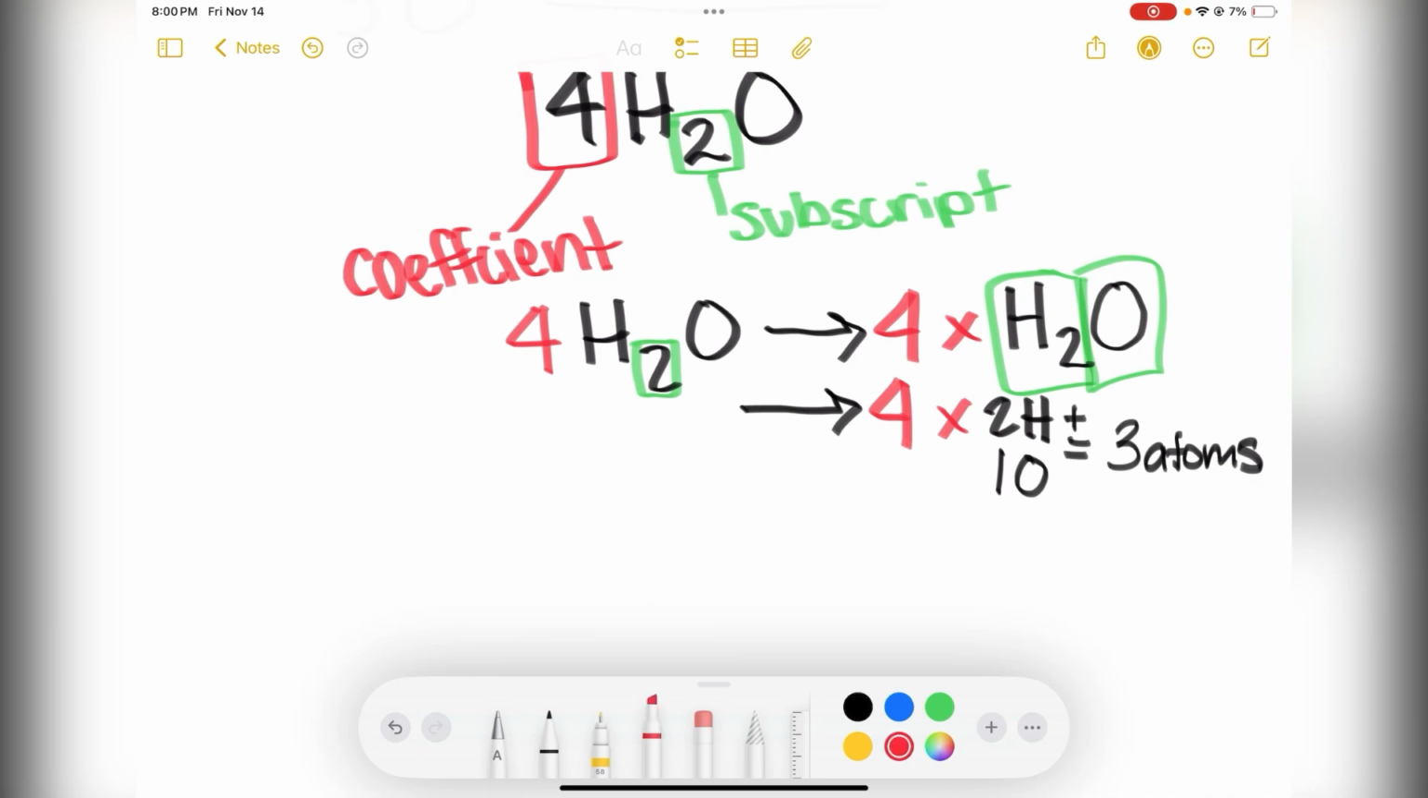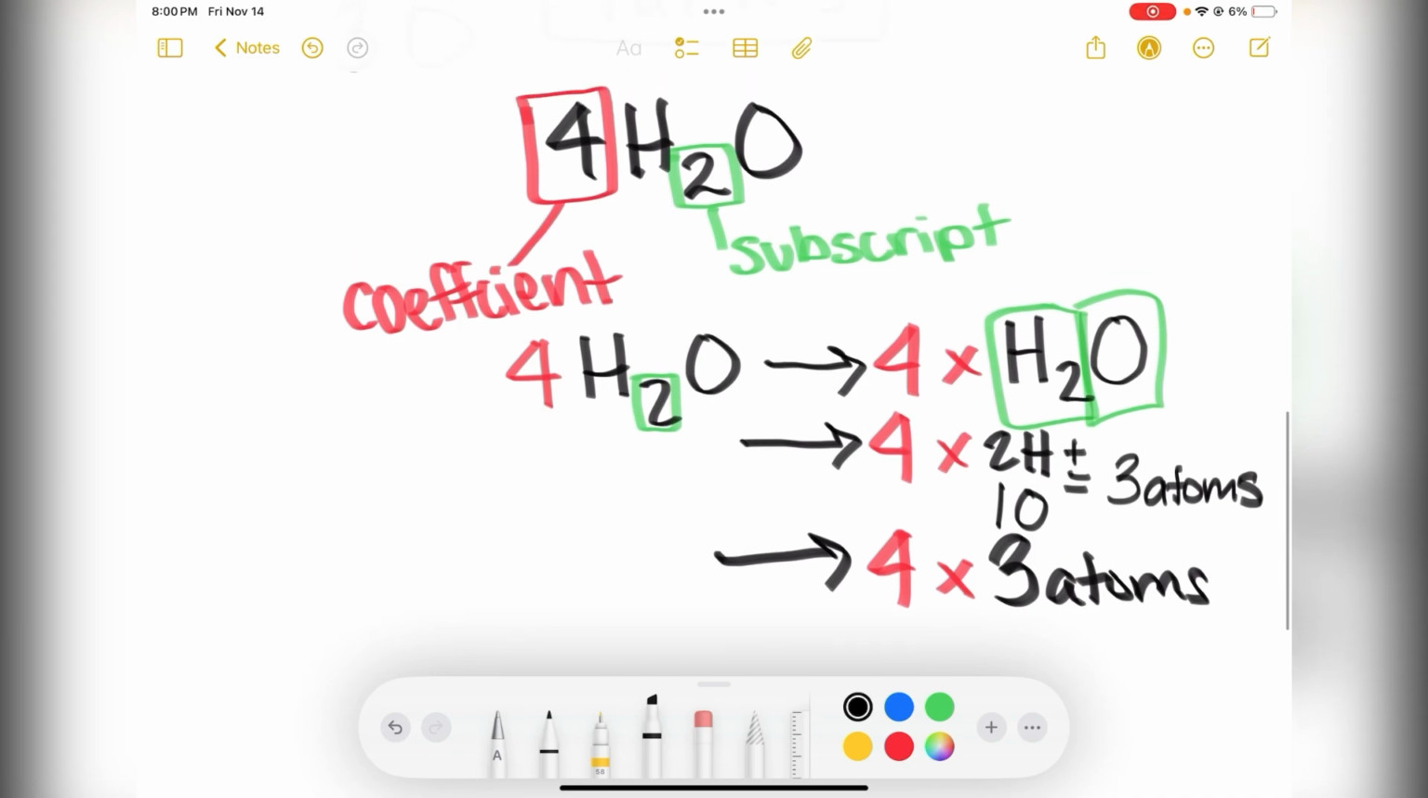All right, here's what we need to do. The last step is to multiply the coefficient, or big letter at the front, with the amount of atoms we totaled up here. 3 atoms. Perfect. 3 atoms. That is how you solve a chemical equation, or not a chemical equation, a chemical formula that has a coefficient.